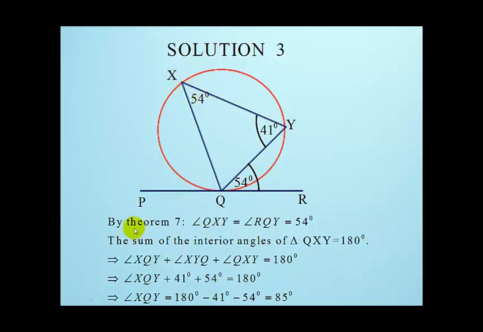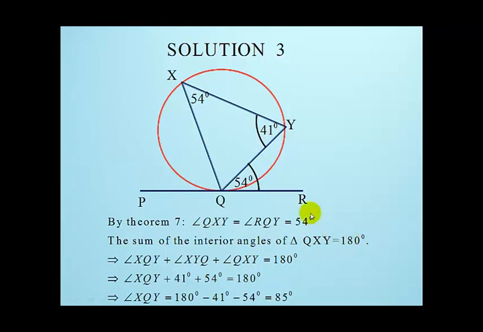Now, let's look at the solution itself. By Theorem 7, angle QXY is equal to angle RQY. It means that the angle at Q, 54, is equal to the angle at X, that is 54. Now, how do we search for the angle at Q, that is XQY? Now, when we consider the triangle QXY, we have two interior angles, 54 degrees and 41 degrees. But you know that the sum of the interior angles of triangle QXY is equal to 180 degrees.